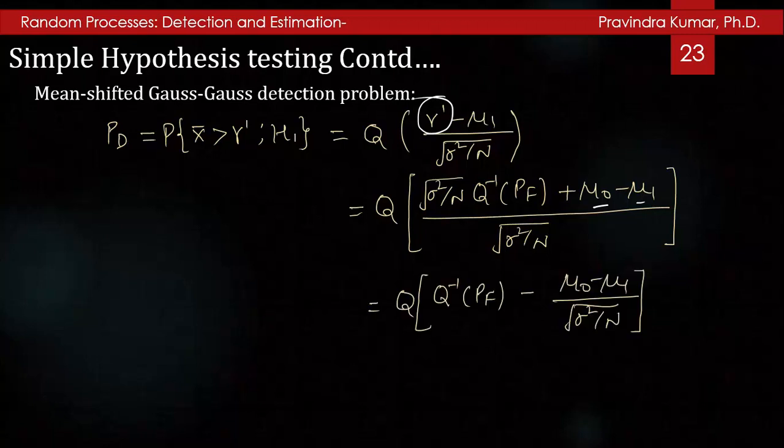So I can write it as Q of (Q inverse PF minus (mu naught minus mu1) upon under root sigma square by n). So the probability of detection will be Q of (Q inverse of the probability of false alarm minus d square), the deflection coefficient. It is the deflection coefficient.